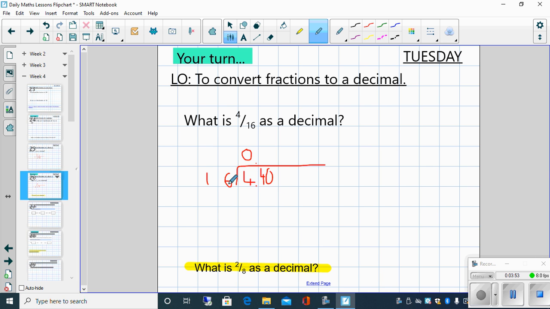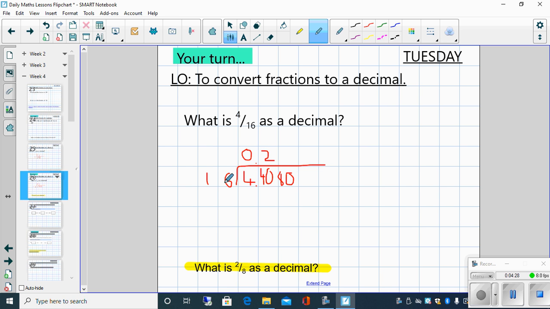Now we think, how many 16s go into 40? Well, we know that 2 lots of 16 are 32. So that would be 2. And then we have this remainder of 8. So we need to put another place value holder in here, and we have a remainder 8. So we've now got 80 in our hundredths column. Now we need to work out how many 16s go into 80.